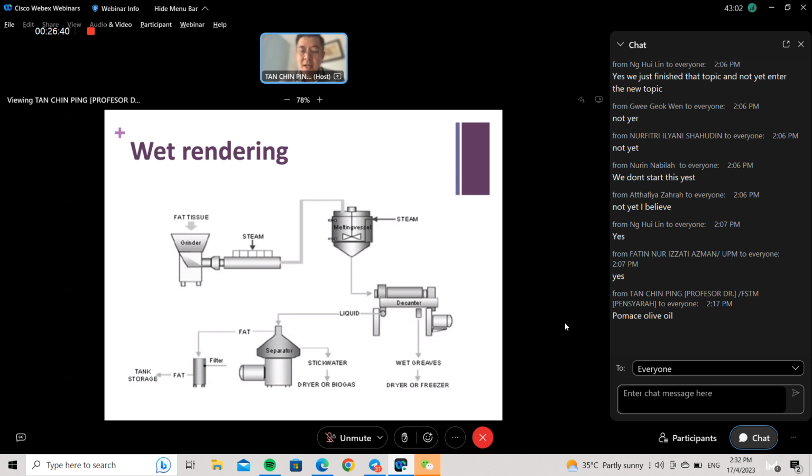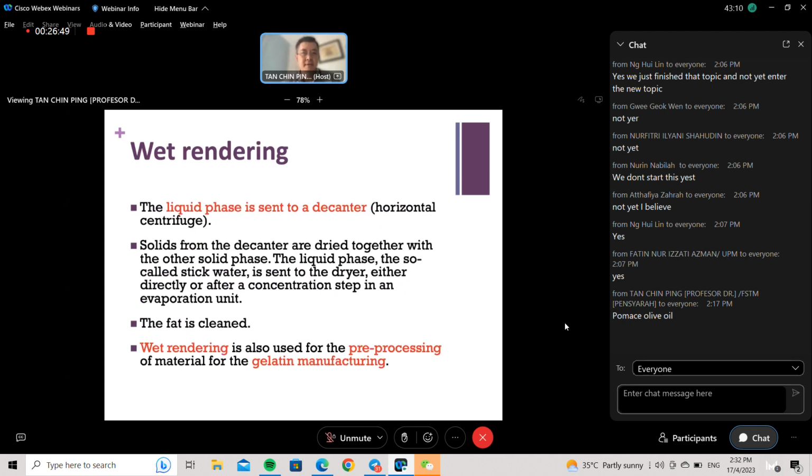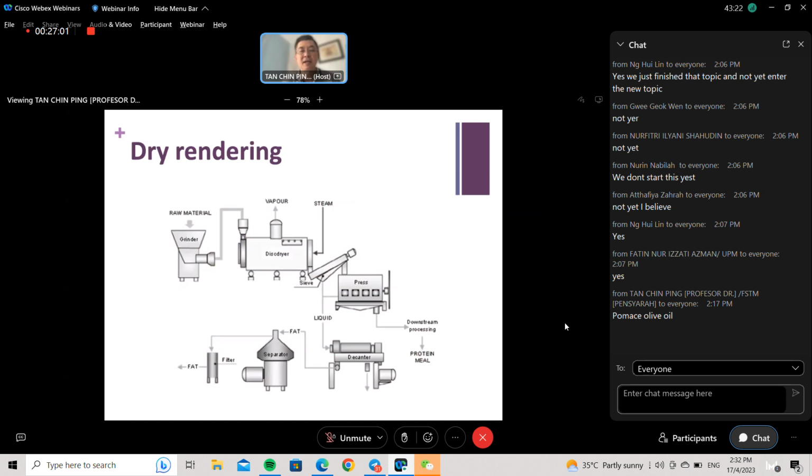Okay, and this is how wet rendering processes. So you can read my explanations on your own, which I already mentioned also in the subsequent slides in text form.